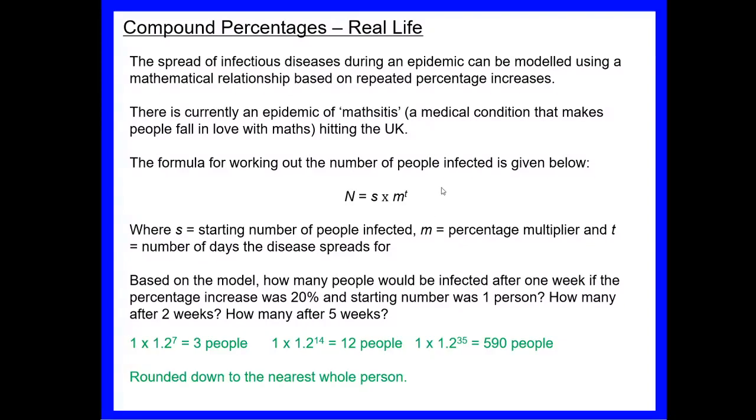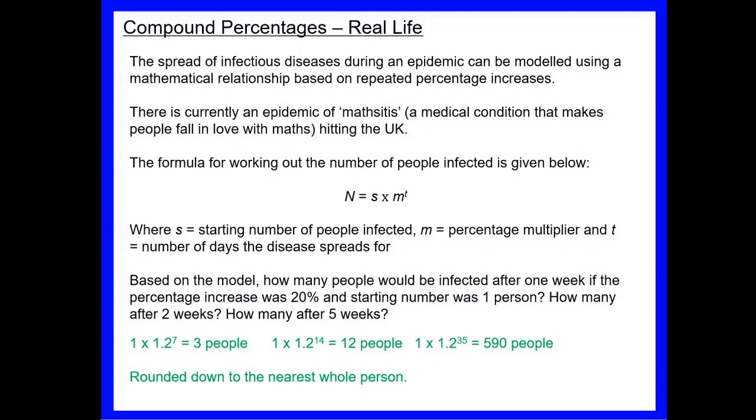Okay, so using our formula then, so S being the number of people infected, so we had 1 person infected. The increase was 20%, so that's 100 plus 20, as it's an increase of 120%, which is 1.2 as a decimal multiplier. We wanted to know for 1 week, we were told T was the number of days, so there are 7 days in 1 week, so our power is 7. And to the nearest whole person, we would have 3 people. We've rounded down the number of people, we can't have a bit of a person, so we've rounded it down.